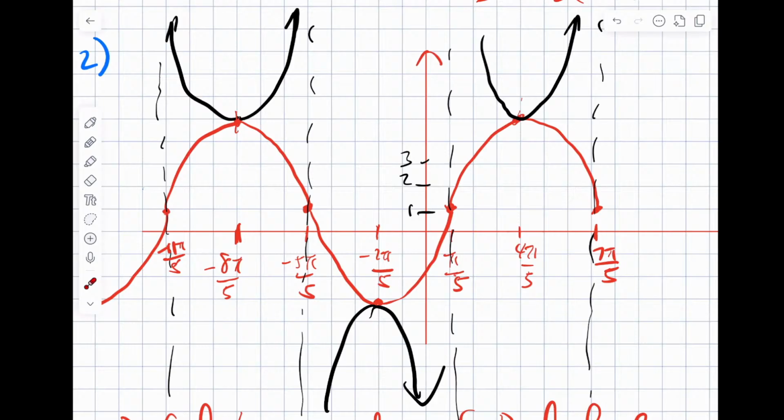Oh, I see. So from there, that way I see that like the inverse.